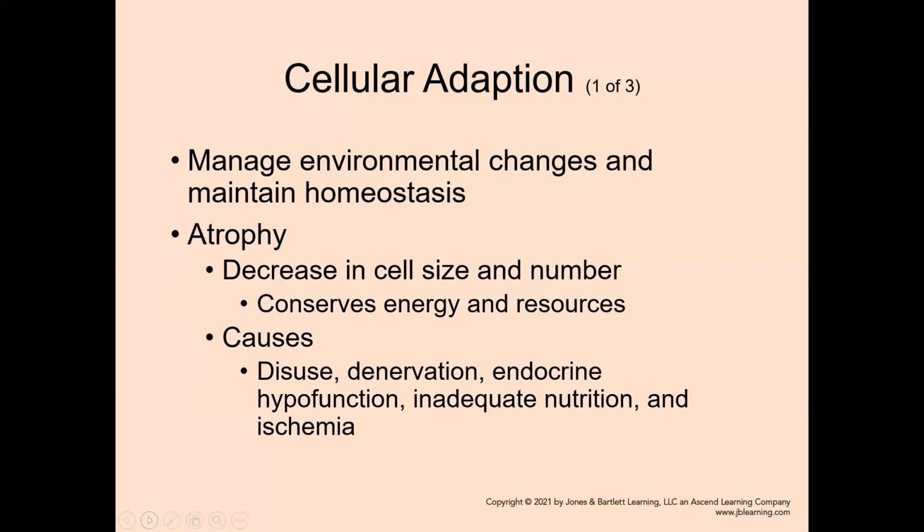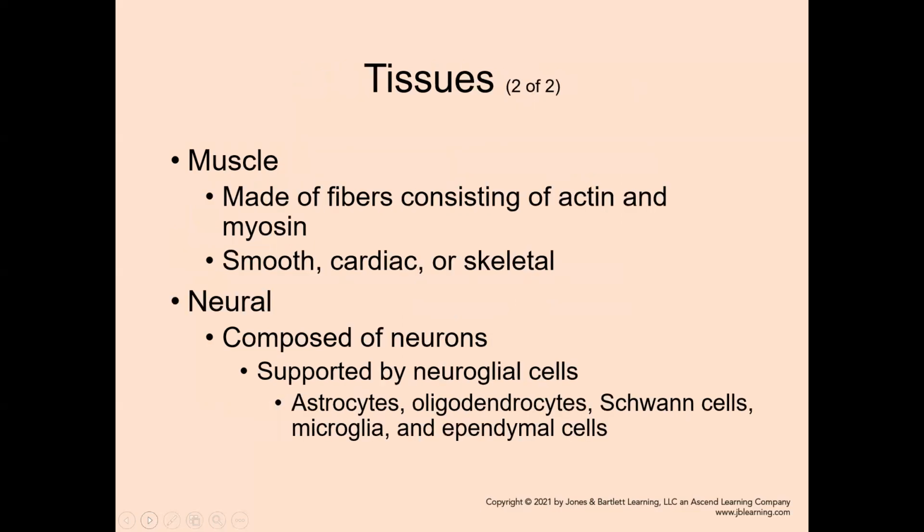If you think about the atrophy of a muscle, basically what happens here is the cells and the cell numbers decrease, and that's from lack of using something. It conserves the energy and the resources of the body. This can be caused by inadequate nutrition, ischemia. Sometimes if you notice people with uncontrolled diabetes, they have atrophy or weakness of their muscles.